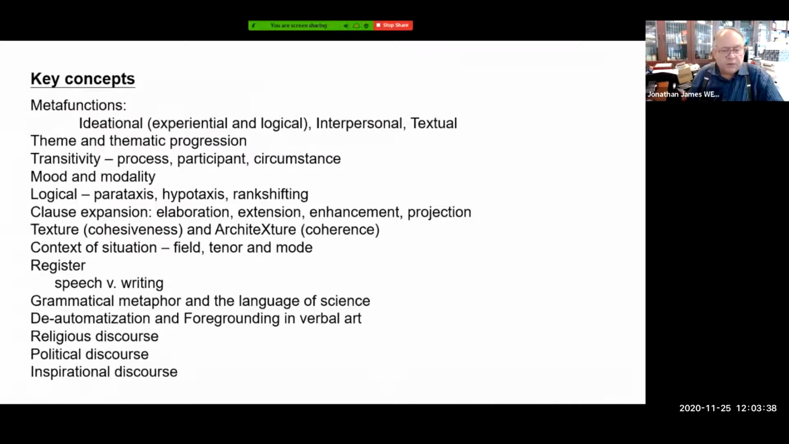Now, I mentioned these before, and I will quickly go through them. We come at this from a particular theoretical model in linguistics, and the approach has been based on what we call systemic functional linguistics. Functional meaning the purpose to which language is put. That is its meaning, its function, its purpose. And M.A.K. Halliday, the pioneer of this particular approach, identifies three metafunctions.